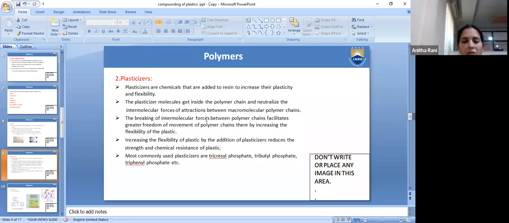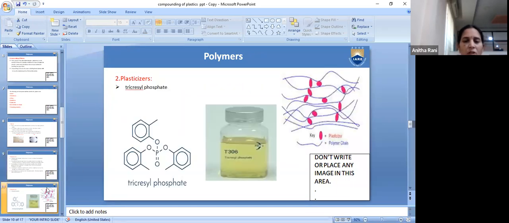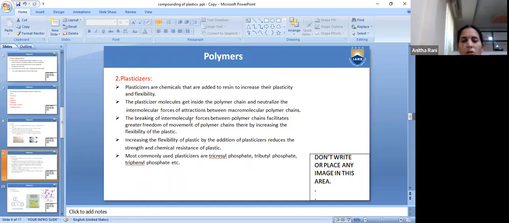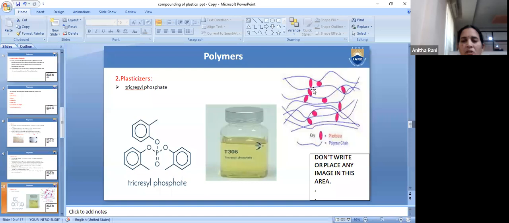How the breaking takes place between the two polymer chains: when this plasticizer goes and stays between the two polymer chains, the breaking of intermolecular forces between polymer chains facilitates greater freedom of movement of the polymer chain. So attraction between the polymer chains will decrease when these plasticizers are added, because these plasticizers are breaking the forces between the polymer chains.